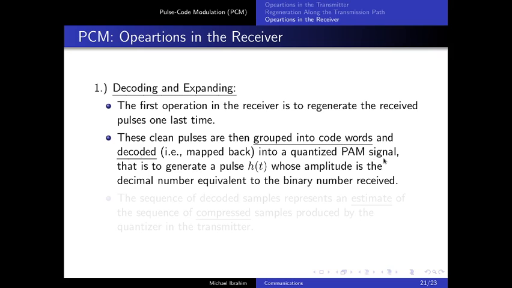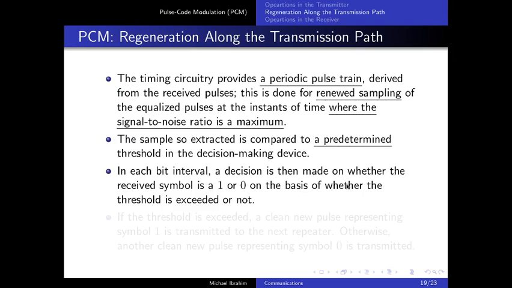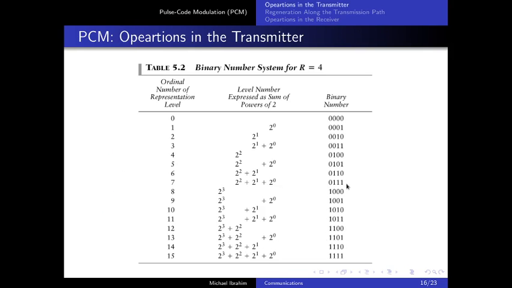So we have received a sequence of ones and zeros, which will be grouped into a digital word, a binary word, and this binary word would be decoded in order to regenerate the original sample valued signal, the PAM signal. That is to generate a pulse h of t whose amplitude is a decimal number equivalent to the binary number received. In other words, we are doing the opposite of what we have done in the transmitter.